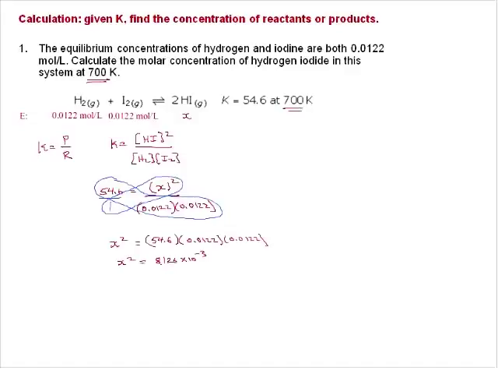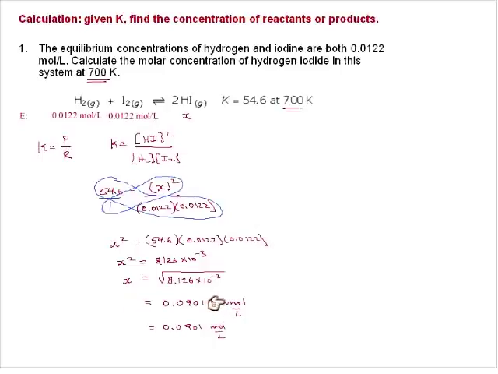So when we multiply all these numbers together, 54.6 times 0.0122 times 0.0122, we get 8.126 times 10 to the minus 3. And now on your calculator, you're going to hit the second function of squared to get the square root there. So we take the square root of that value. And what we end up with now is going to be a concentration, isn't it? We're trying to find the concentration of hydrogen iodide. So what we're going to end up with is 0.09014, and it's a concentration.